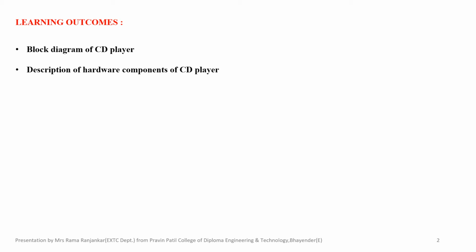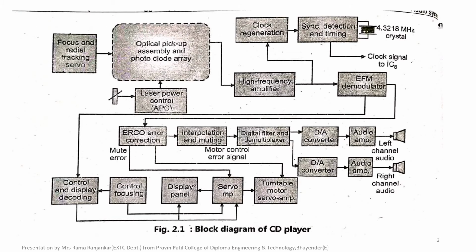Today I am going to explain Chapter 2, Audio Systems Part 1. Learning outcomes of this topic are the block diagram of CD player, and let's see the description of hardware components of CD player. So this is the block diagram of CD player.